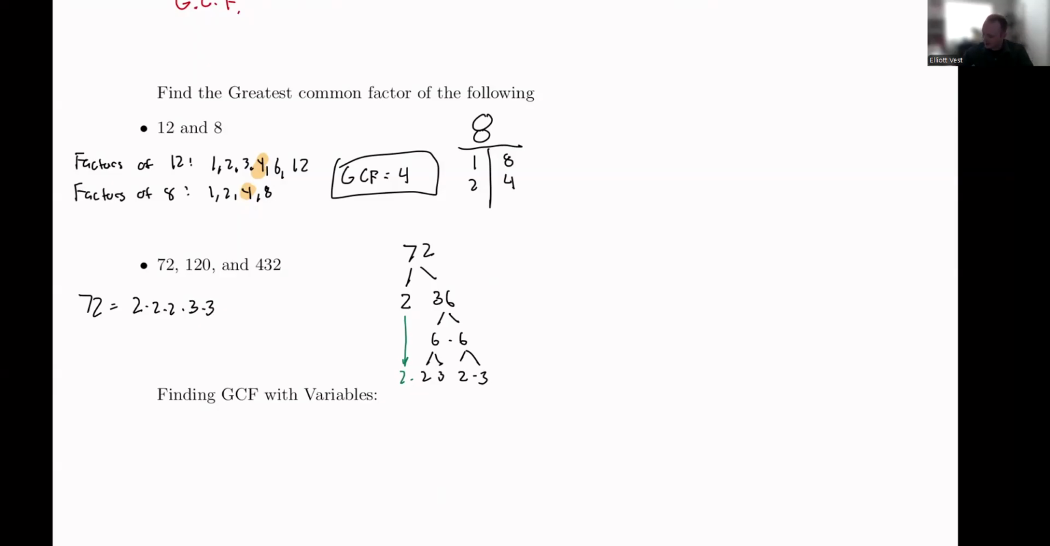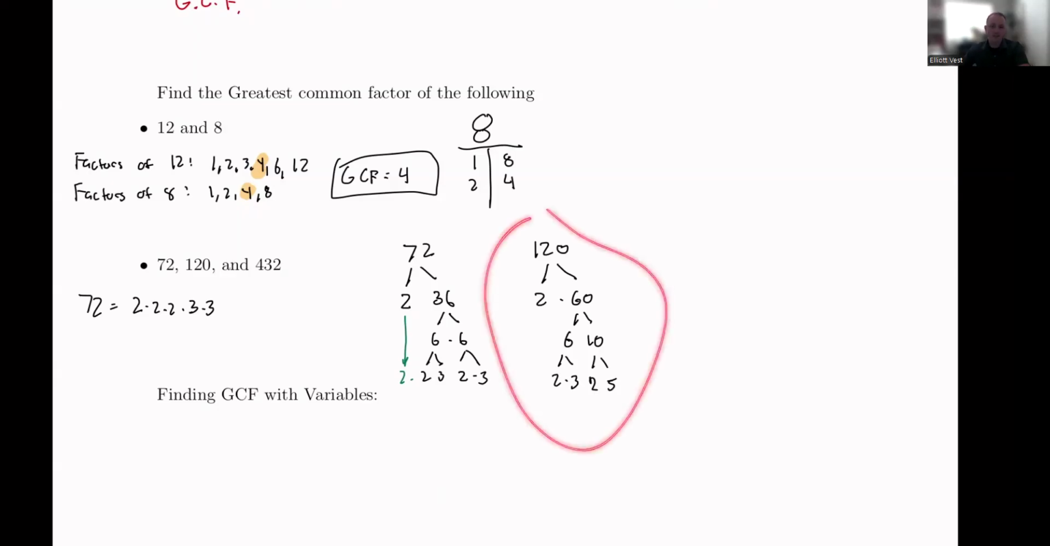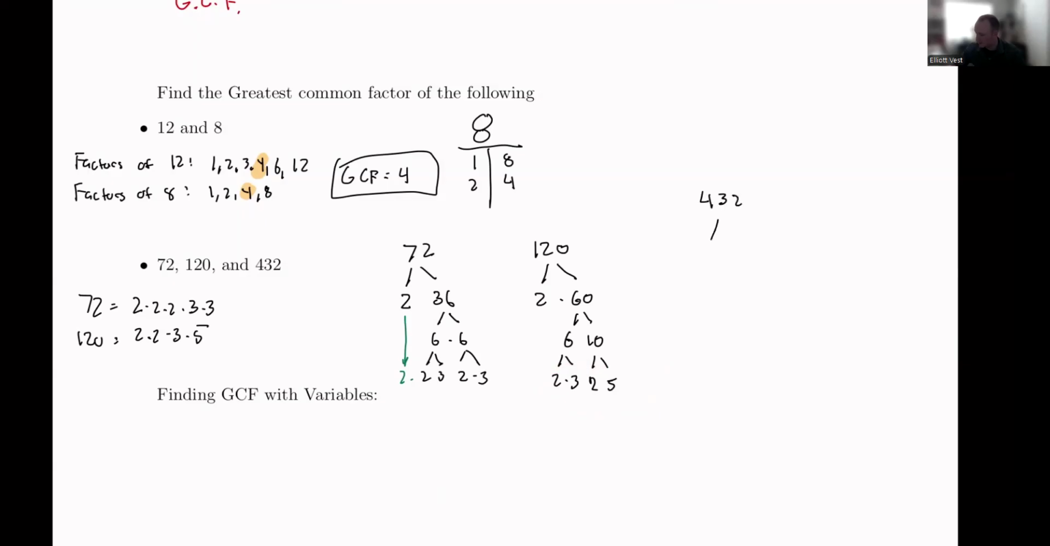Okay, let's do it for all the numbers. 120. Well, I know that is 2 times 60. I know 60 can be broken up into 6 and 10. And I can make this 2, 5, 2, and 3. But your factorization trees might be different from mine, right? I might be doing it a little bit differently, but your end result should be the same here. So 120 is equal to 2 times 2 times 2 times 3 times 5. Okay. And then lastly, let's do 432.